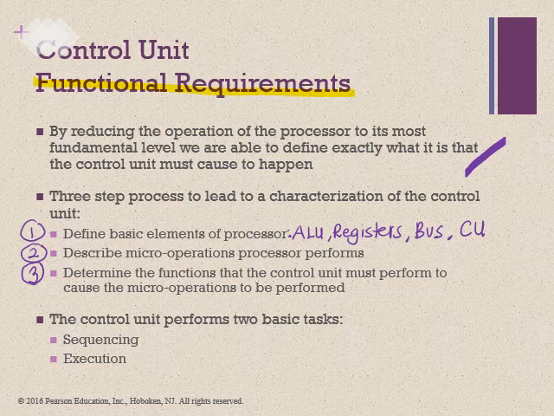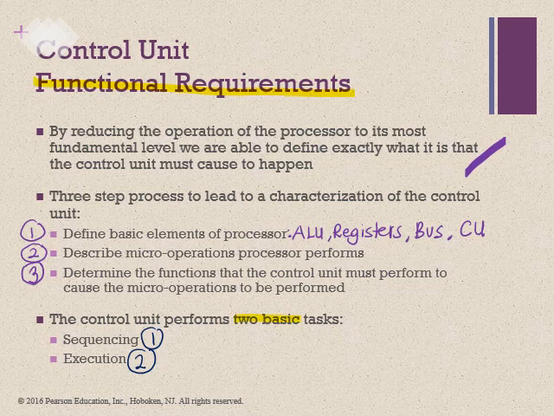It's not that difficult. You need to remember that the control unit performs only two basic tasks. They are sequencing and execution. In sequencing, the CU causes the processor to step through a series of micro operations in the proper sequence based on the program being executed. While in execution, the CU causes each micro operation to be performed.